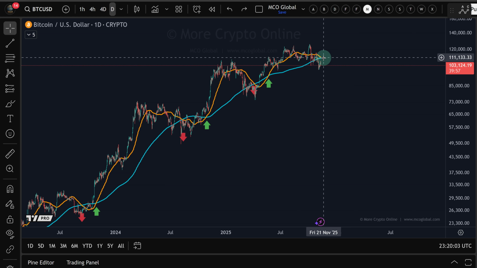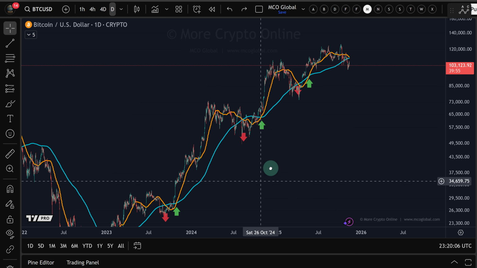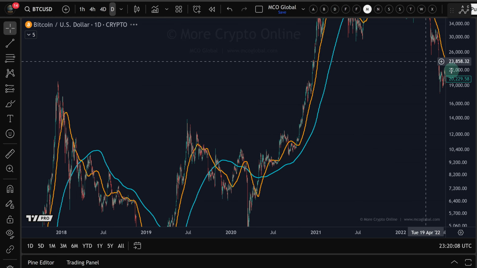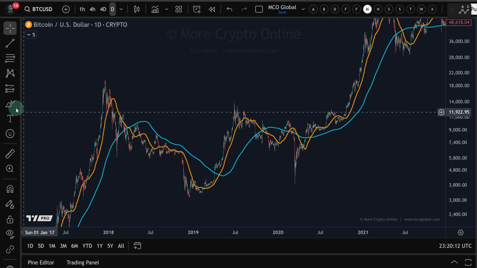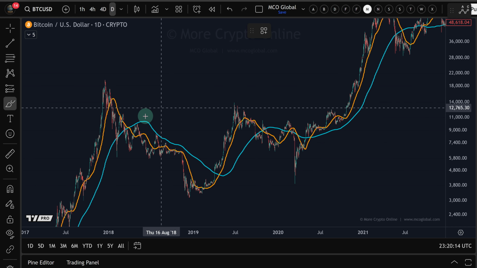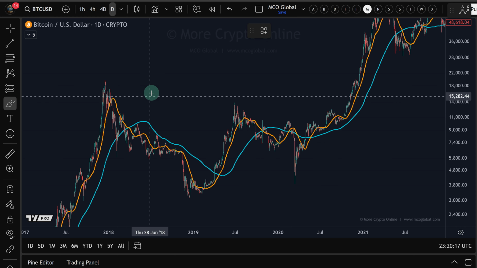Can't we just use the 55-week exponential moving average and Elliott waves that we use anyway? Probably. Yeah, probably. I mean, for the larger cycles, I guess, but again, it's super late.